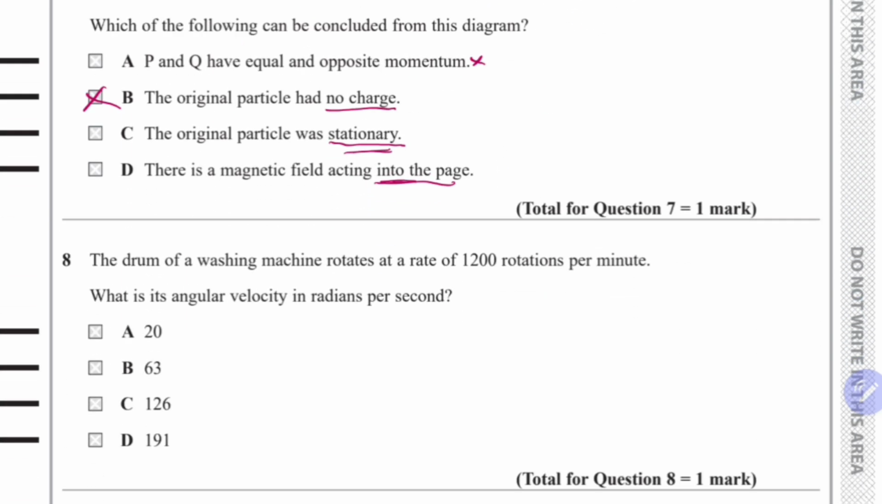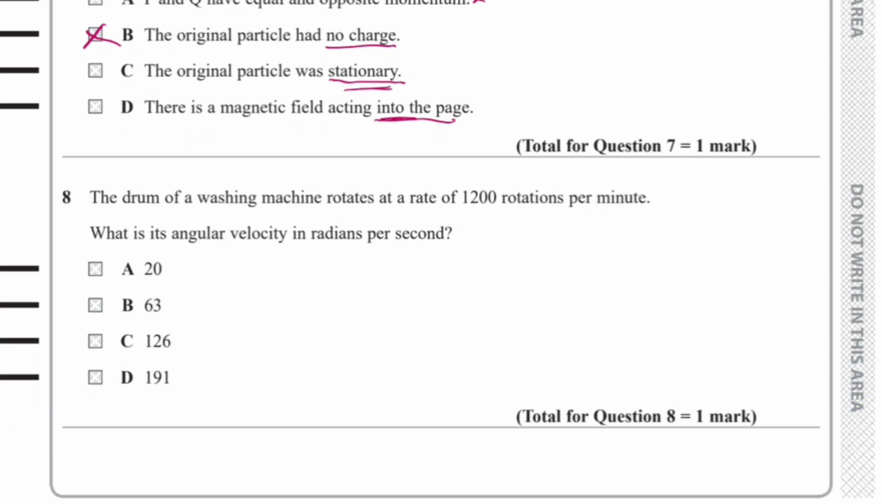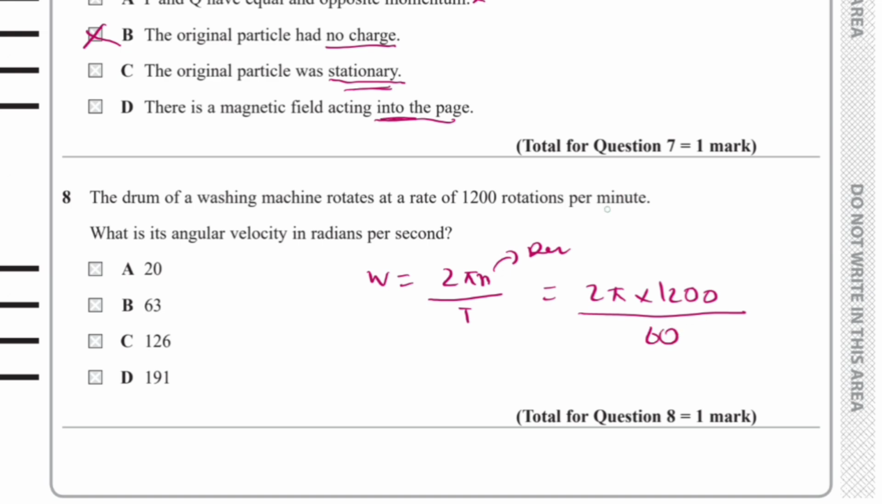Number 8. The drum of a washing machine rotates at the rate of 1200 rotations per minute. What is its angular velocity in radians per second? As we know the formula for angular velocity, ω equal to 2πn by t. Here n is revolutions. 2π into 1200 divided by 60 because we have to convert minutes into seconds. So the answer is 126. We have the data in option C.